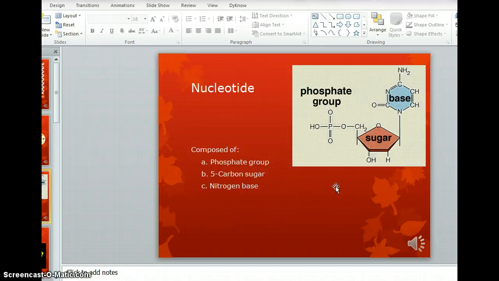Here's another picture of a nucleotide with the 3 parts labeled. It contains a phosphate group, a sugar molecule that has 5 carbons, and a nitrogen base. The phosphate of one nucleotide bonds to the sugar of another nucleotide, creating a long chain with the nitrogen bases sticking out in the middle.